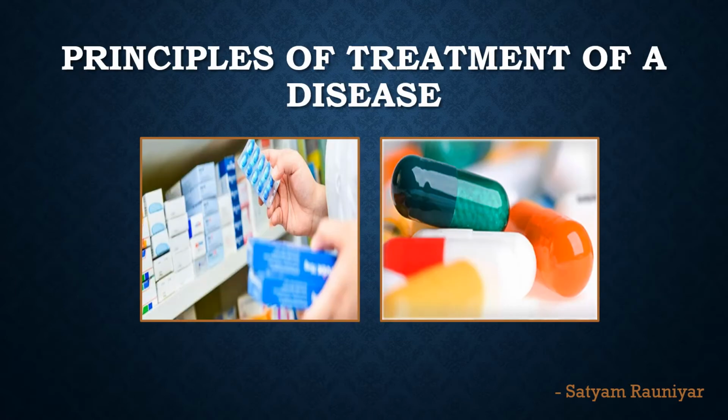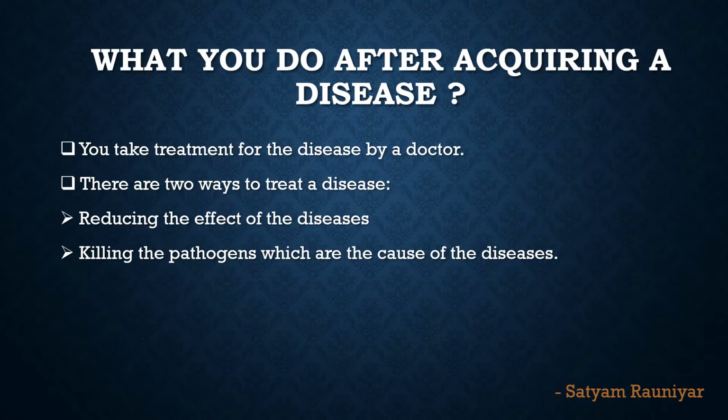Principles of treatment of a disease. What do you do after acquiring a disease? You take treatment for the disease from a doctor. There are two ways to treat a disease: reducing the effect of the disease, and killing the pathogens which are the cause of the disease.